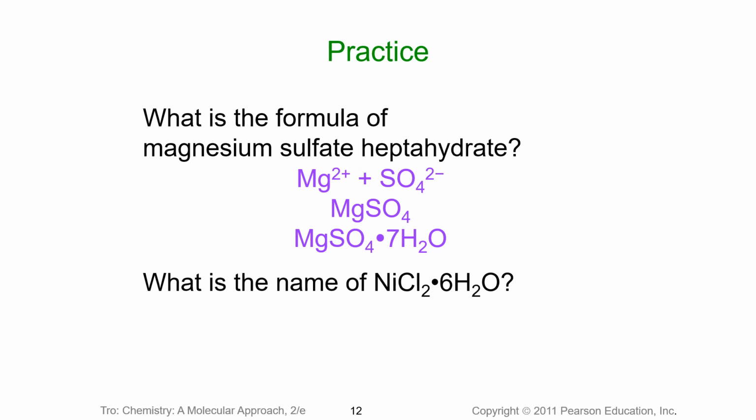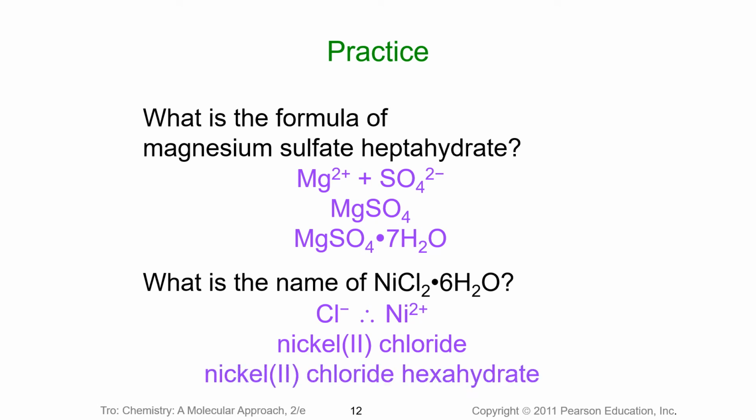What's the name for NiCl2·6H2O? Well, Ni is nickel. We know that it has a +2 charge because of the chloride. This becomes nickel 2 chloride. We do need the charge because nickel is a transition metal. 6 is hexa, so it becomes nickel 2 chloride hexahydrate.